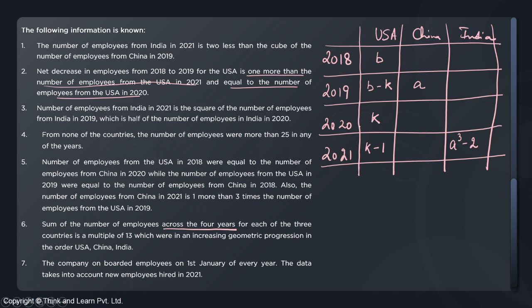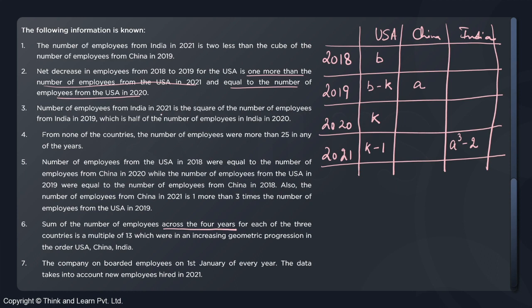So that means the 2021 number of employees is K minus 1, because K should be one more than that. The net decrease from 18 to 19 in USA is K because B becomes B minus K. This decrease K is one more than 2021 employees, so that should be K minus 1. And it is equal to 2020 employees, so that should be K.